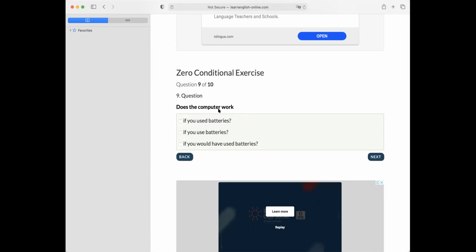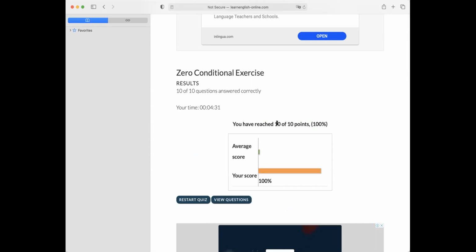Does the computer work? El computador trabaja. If you used batteries, so this is past. If you use batteries, present. If you would, this is not the structure we are talking about. And finally, if the door is open, you can come in. Si la puerta está abierta, usted puede entrar. Podría haber entrado o pudo entrar. So can refers to present, okay? So that's why 10 out of 10.